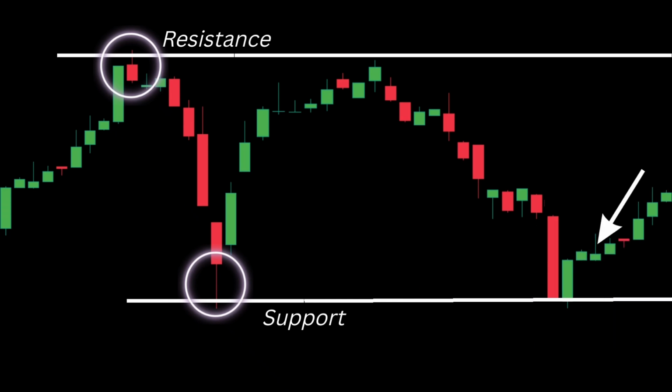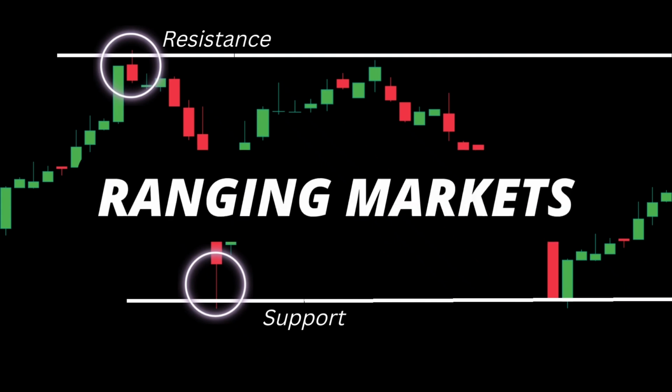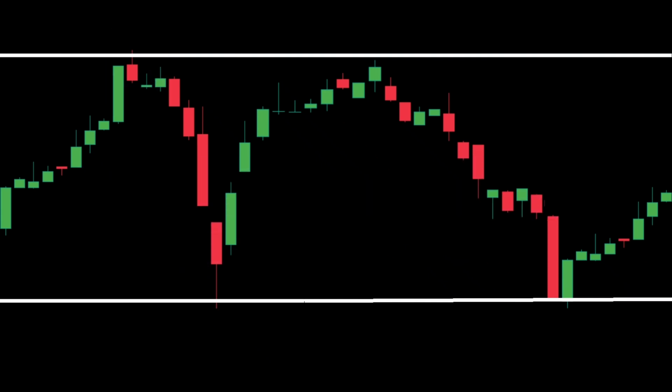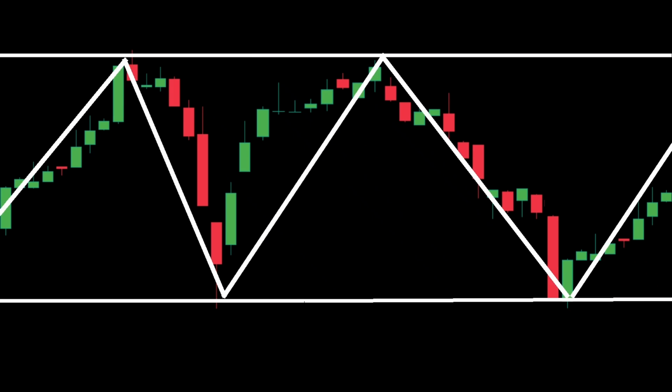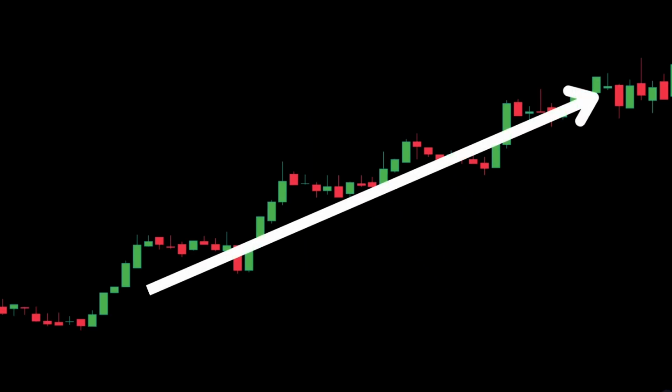Remember, we enter the trade only when we see some sort of reversal in price after touching the key support and resistance levels. Now, this way of drawing support and resistance levels considering the previous levels works best in ranging markets. When the market is going nowhere and is just swinging between key levels, we use this method. But what if the market is trending?